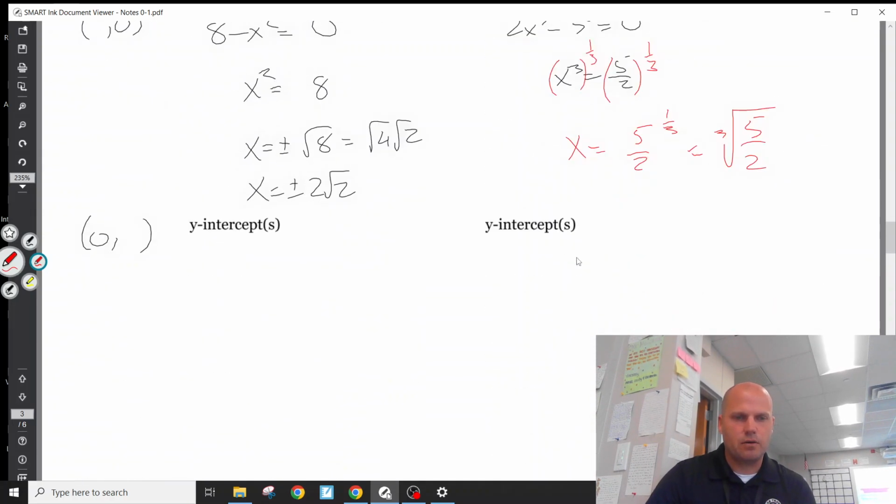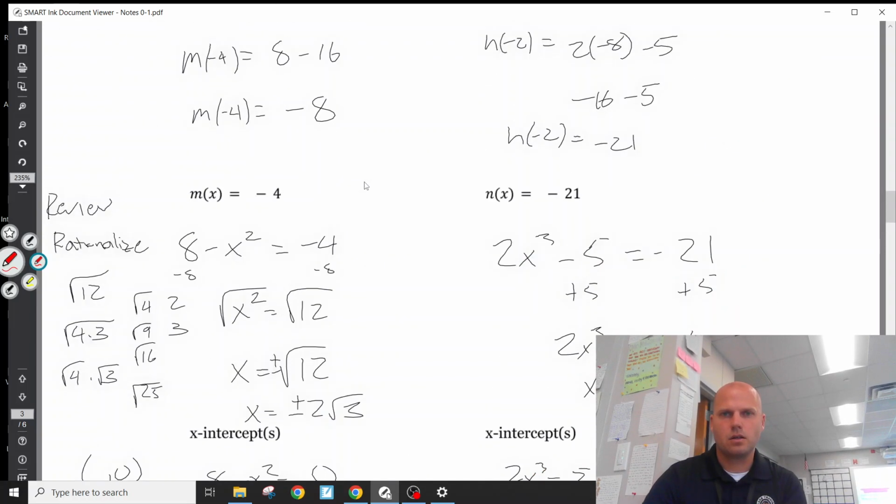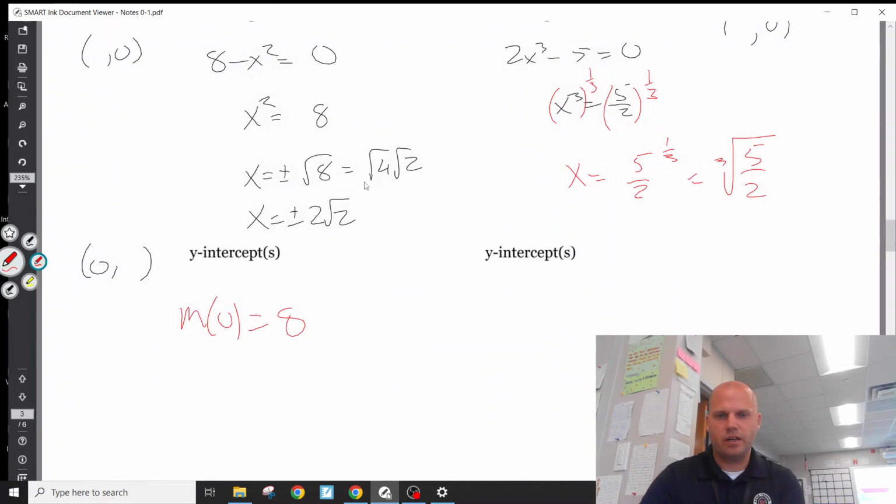Y-intercepts when x is 0. M of 0 is 8. N of 0 is negative 5.